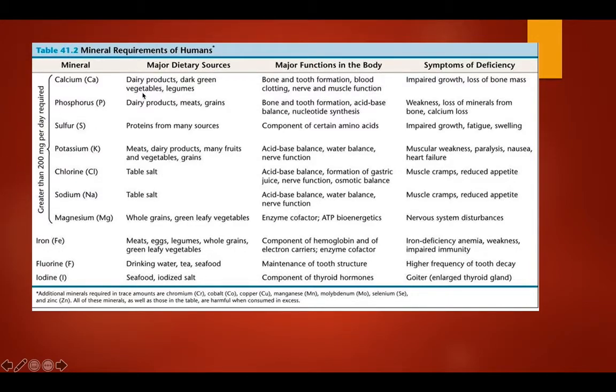And look at that, vegetables, grains, protein, vegetables. So again, eat your vegetables, eat your grains, have some fruit. That way you have a balanced diet and you're getting all those vitamins and minerals.